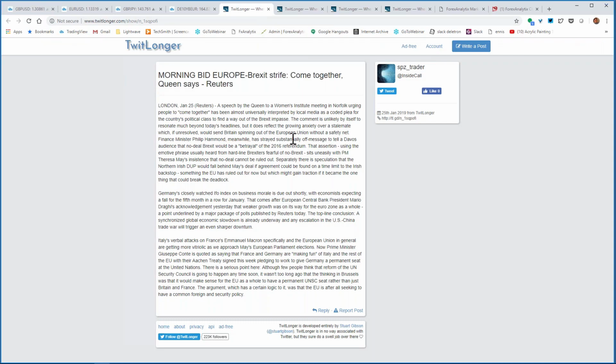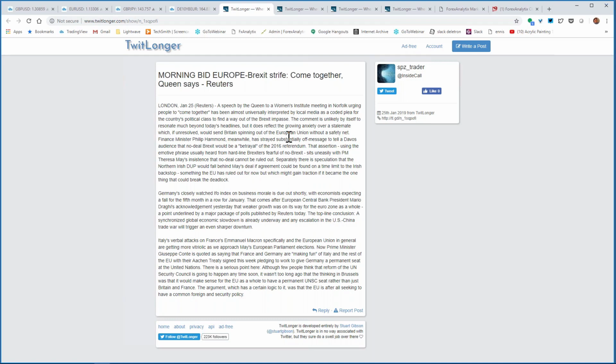It says a speech by the Queen to a women's institute meeting in Norfolk urging people to come together has been universally interpreted by local media as a coded plea for the country's political class to find a way out of the Brexit impasse. The comment is unlikely by itself to resonate much beyond today's headlines, but it does reflect the growing anxiety over a stalemate which, if unresolved, would send Britain spinning out of the European Union without a safety net. Finance Minister Philip Hammond, meanwhile, has strayed substantially off message to tell a Davos audience that no deal Brexit would be a betrayal of the 2016 referendum. The assertion, using the emotive phrase usually heard from hardline Brexiters fearful of no Brexit, sits uneasily with PM Theresa May's insistence that no deal cannot be ruled out.